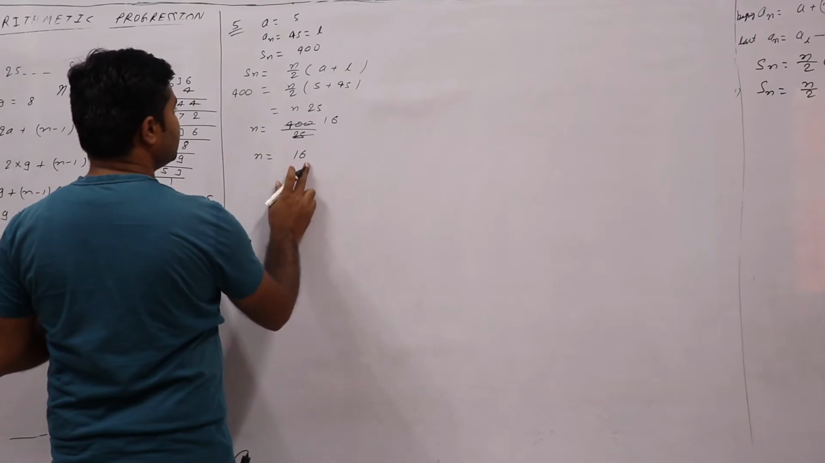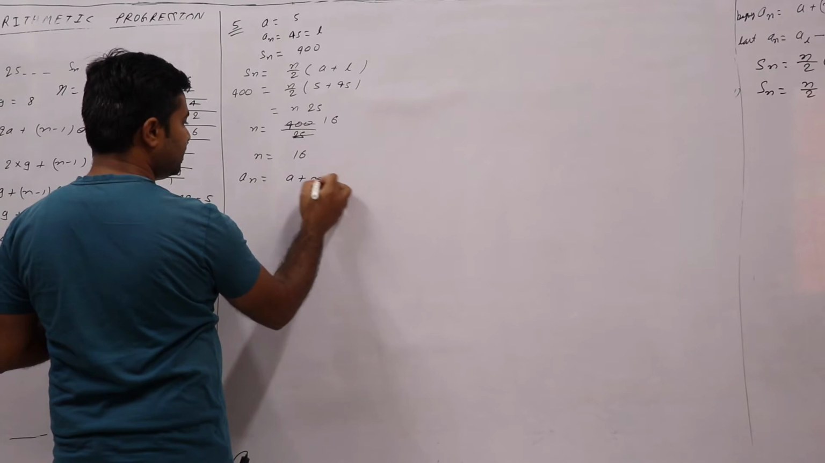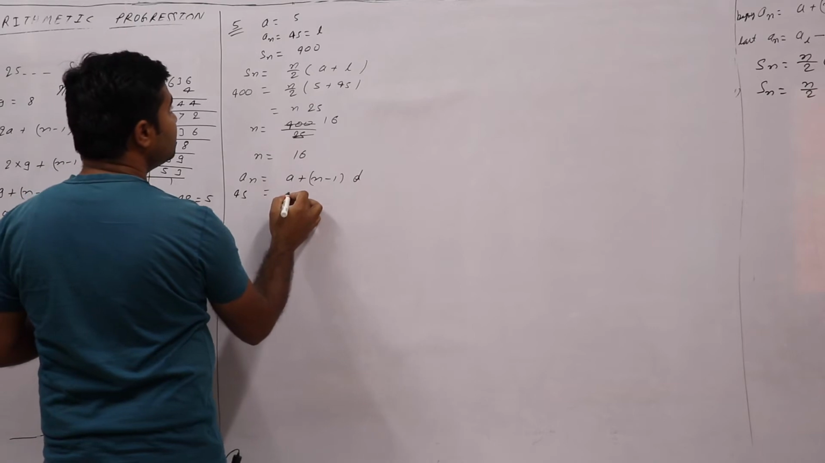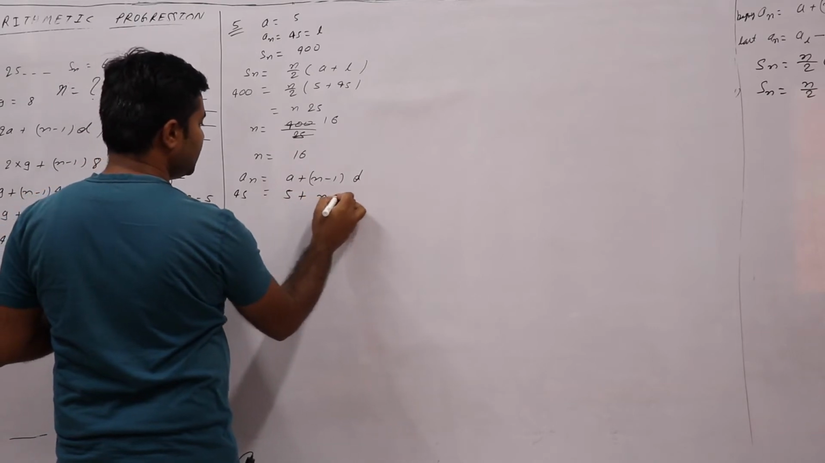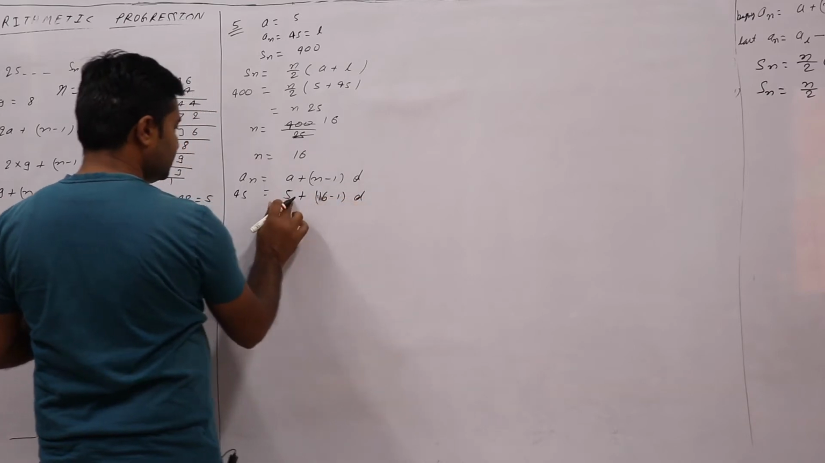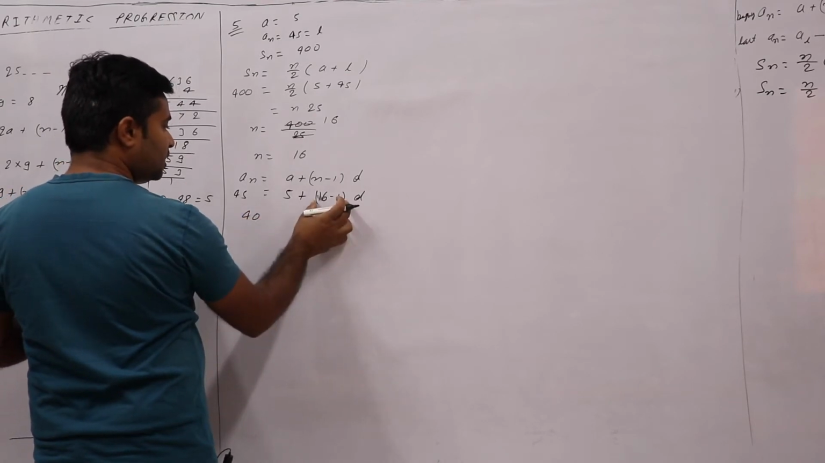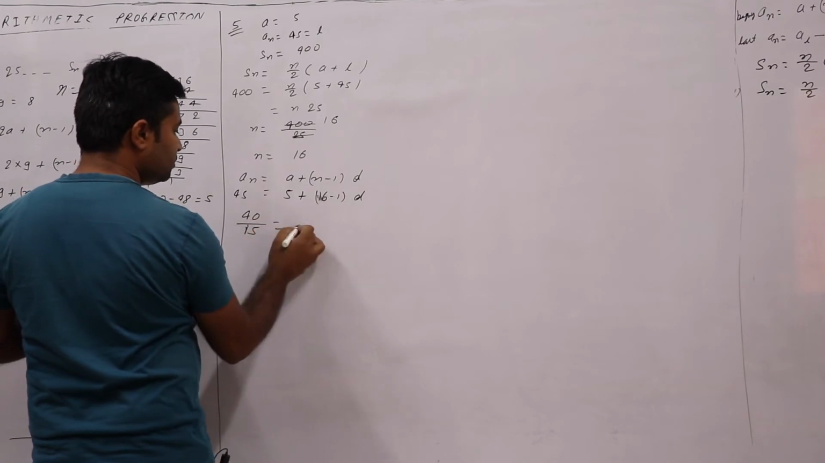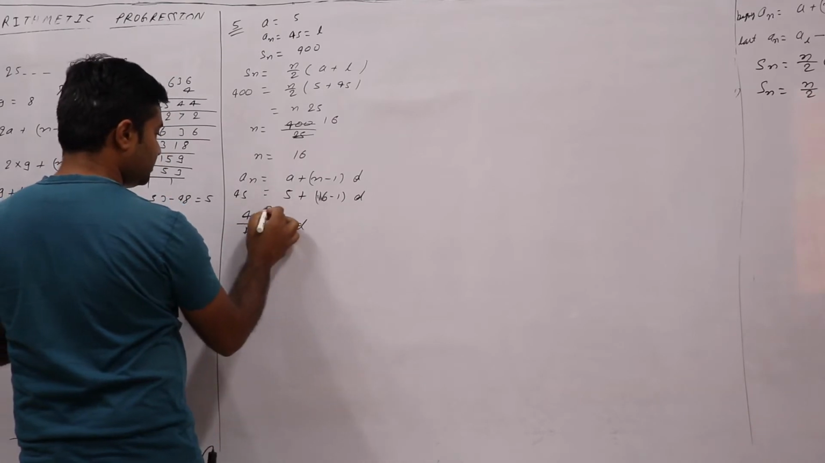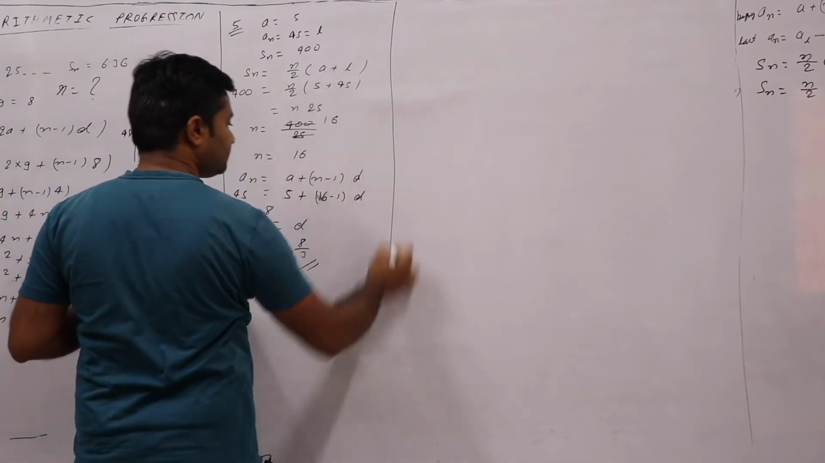Now that we have n equal to 16, the question says to find d. So an is equal to a plus (n minus 1) into d. An is given 45, A is 5 plus (n minus 1), and n is 16, so 16 minus 1 into d. Bring this one to this side, so it becomes 40, and 40 equals 15 into d. It can't cancel: 5 threes are 15, 5 eights are 40. So d is equal to 8 by 3.